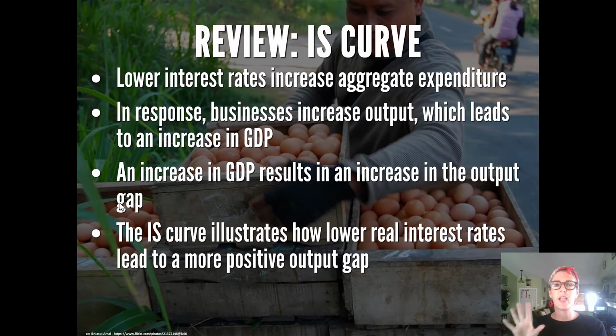All right, to review, the IS curve. Lower interest rates increase aggregate expenditure, and in response, businesses increase output, which leads to an increase in GDP, and an increase in GDP results in an increase in the output gap. The IS curve illustrates this relationship.